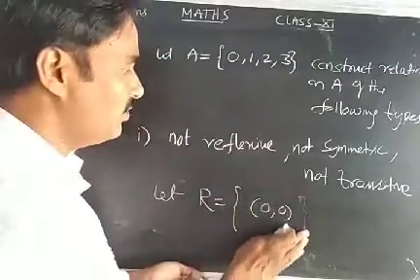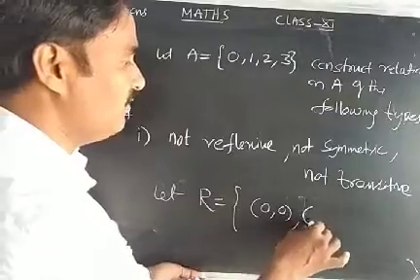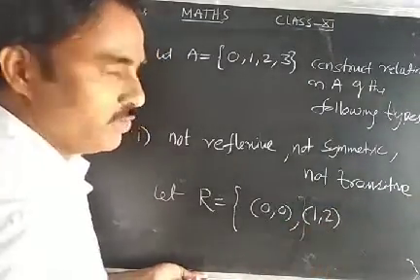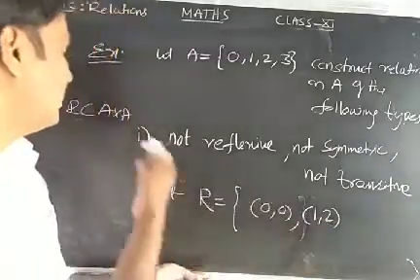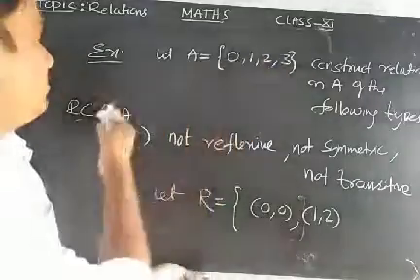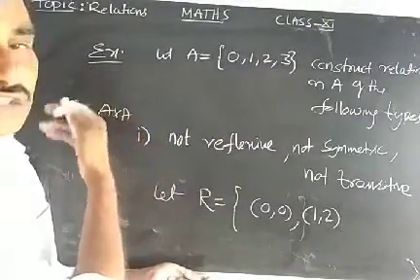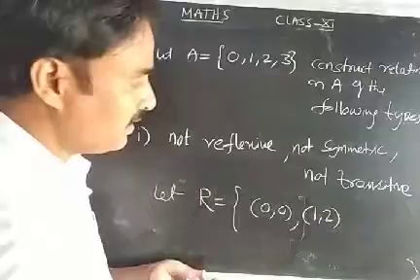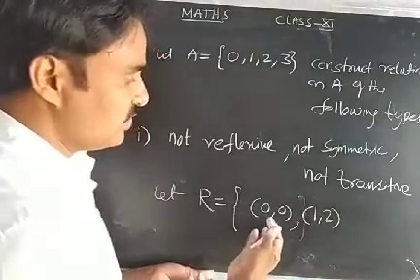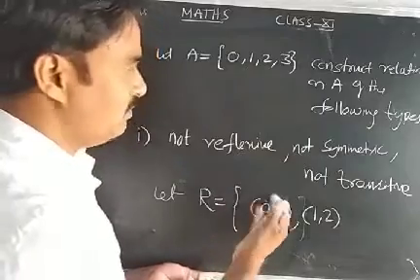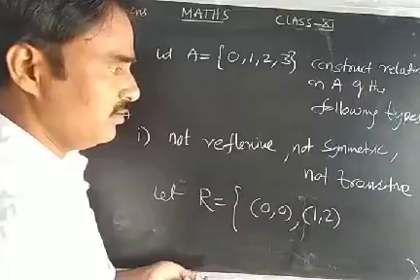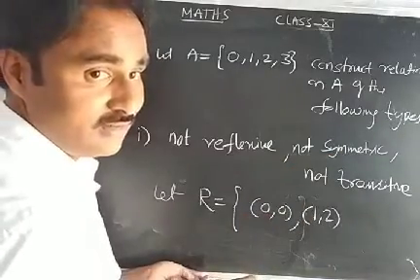So what I am doing? 0, 0, and I am taking one ordered pair which contains two different elements, 1, 2. Yes, 1, 2 we can take. Why? Because A cross A has how many elements? A has 4, this has 4, 4 times 4 is 16 ordered pairs. Among 16, I have taken only 2 ordered pairs. Now see, it is already not reflexive. Why? Because 1, 1, 2, 2, 3, 3 are not there.